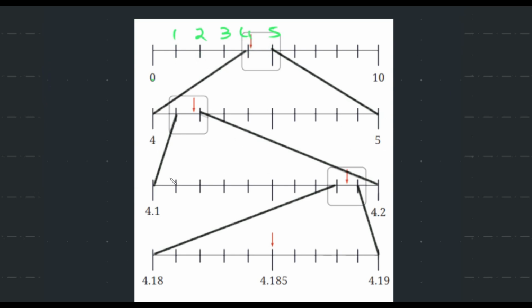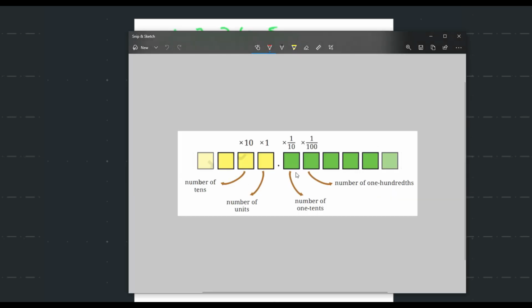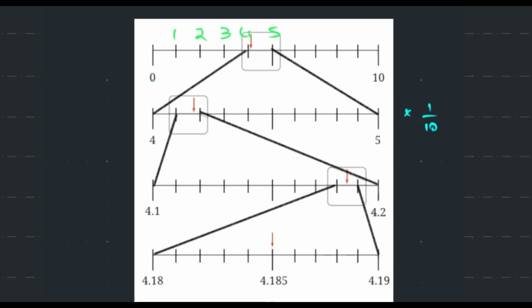Further, we are dividing it into 10 parts. So basically, this is your post decimal place. So we are looking at this position, right? This position, 1 by 10th or 1/10th. So basically, this is 4.1 and this is 4.2. We are further zooming in and we have 4.1 and 4.2.